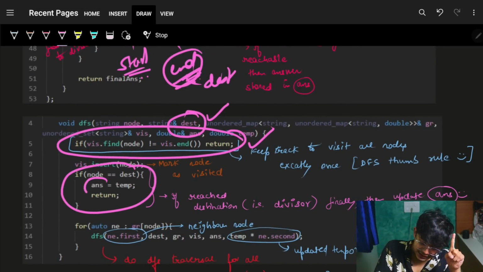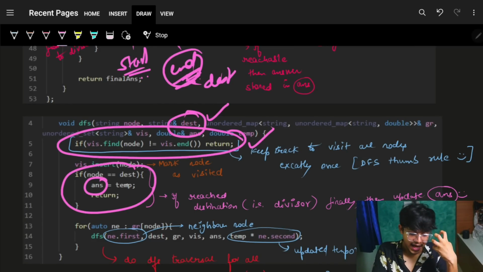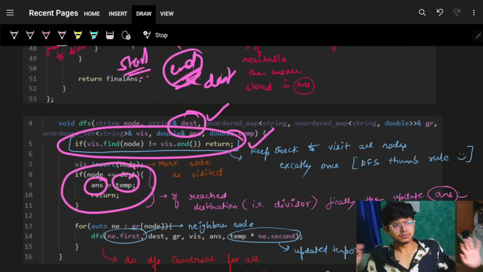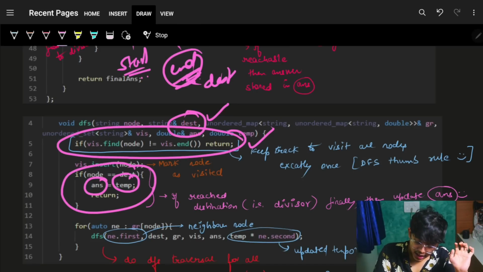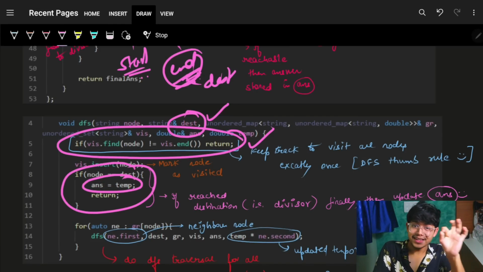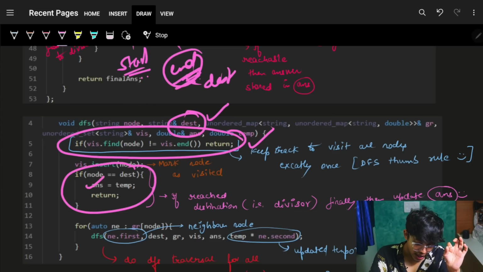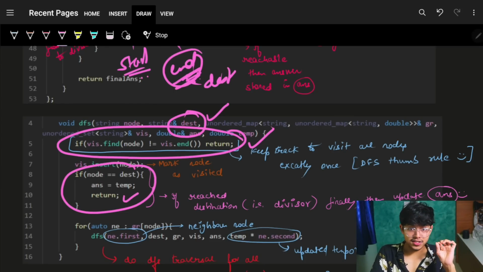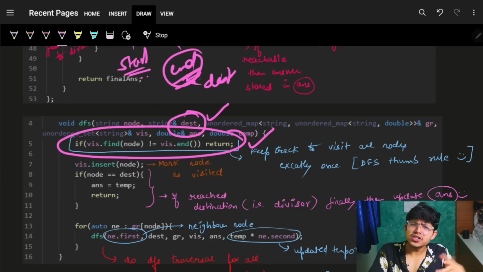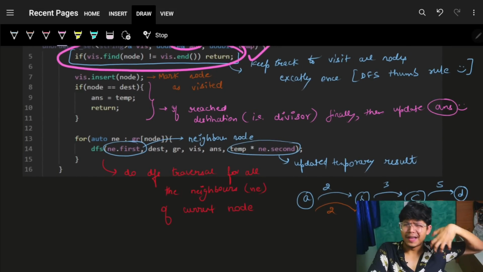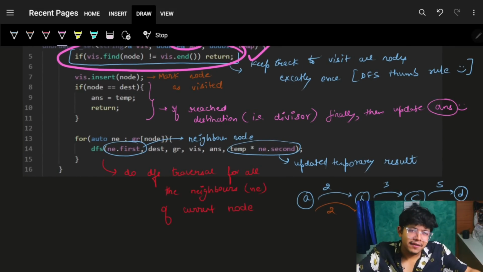As I said, answer stores the final answer and temporary answer is what the answer is right now. If you are able to reach your final node, which is the destination, just update your answer by temp and return. You're good. Else, if it is not, simply go on to every neighbor, as we do in a simple DFS traversal.